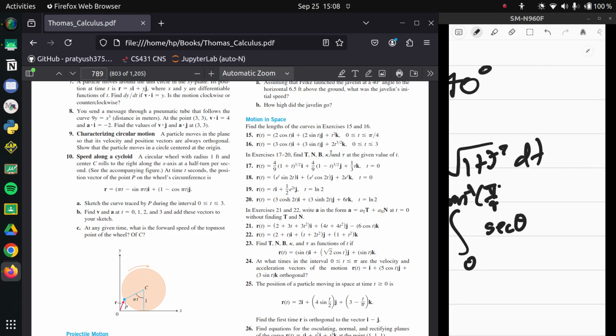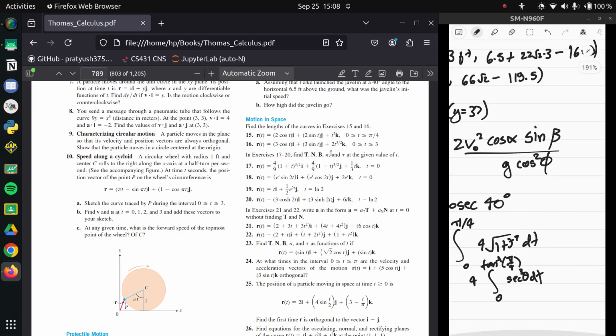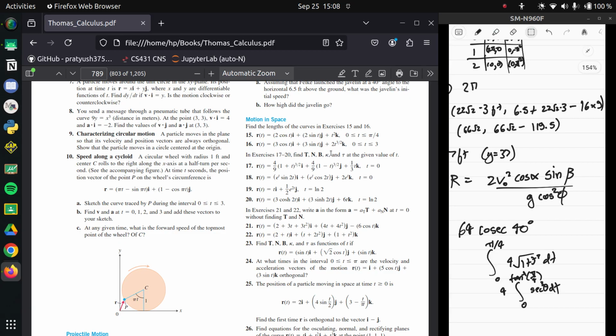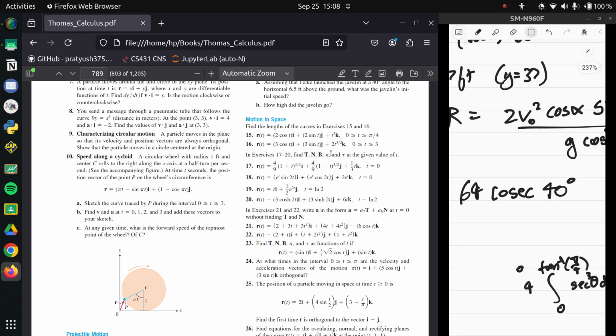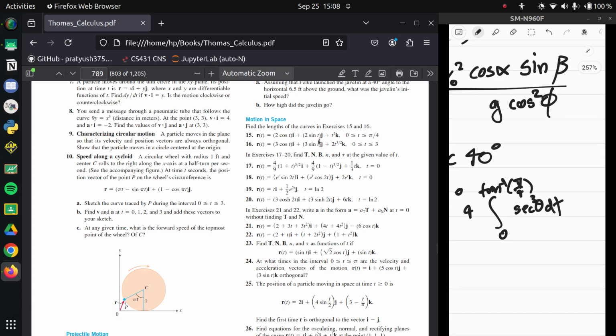Anyway, this is secant, and then d tan is just secant cube, and then dt. That's your thing. And this is, I think, doable. Yeah, this was doable if I remember correctly. So integration of secant cube, I think I kind of remember it. So it's like secant square, you integrate, and then secant you differentiate.